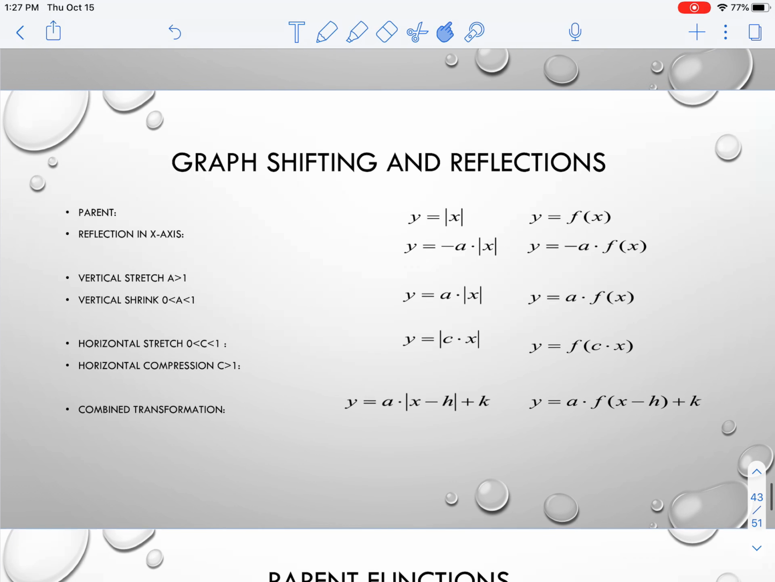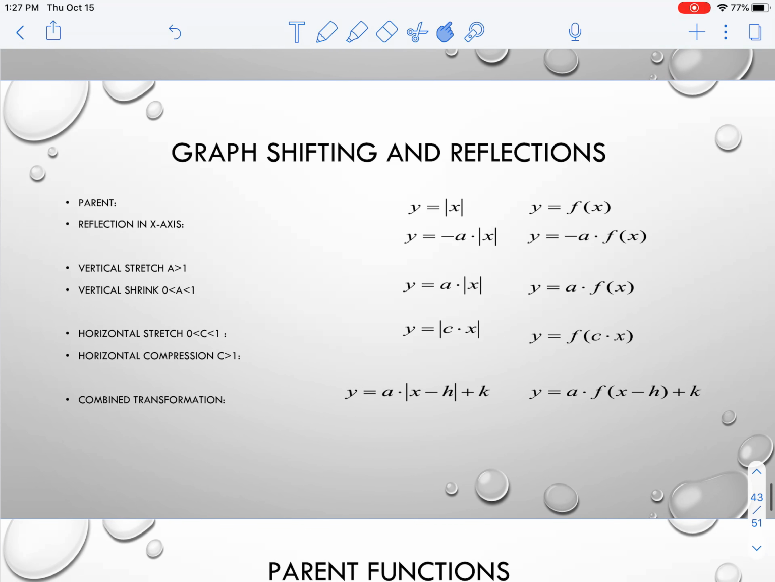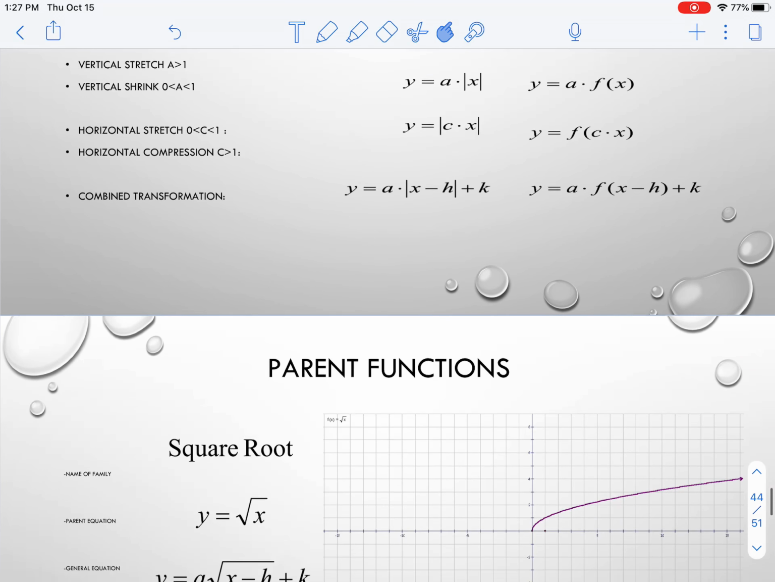Same thing here again. If you want to flip it and reflect it about the x-axis, you just make it opposite, and then the A value will stretch or compress as necessary. A value greater than 1 will vertically stretch it. A value between 0 and 1 will compress it. Again, everything is compared to our absolute value graph here, but all of this remains the same.